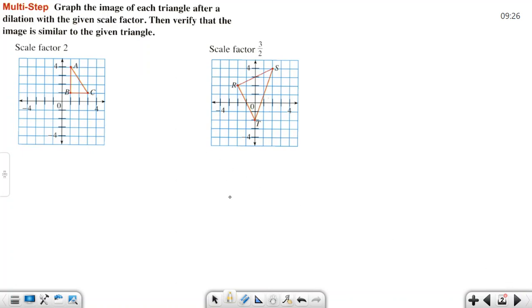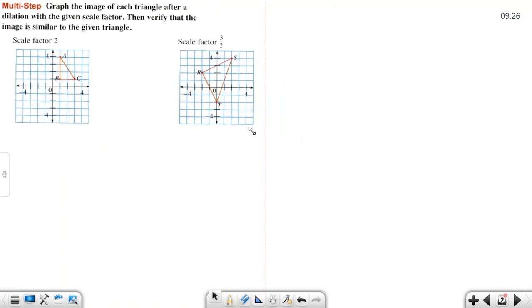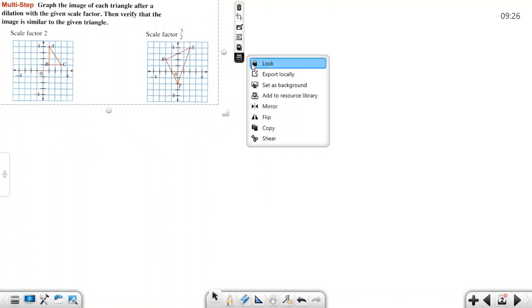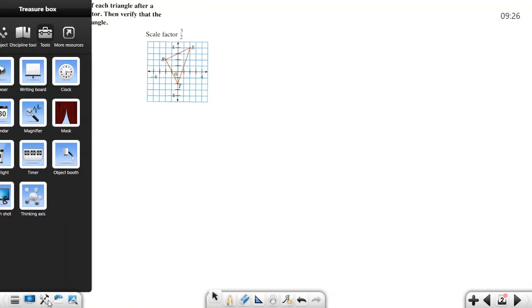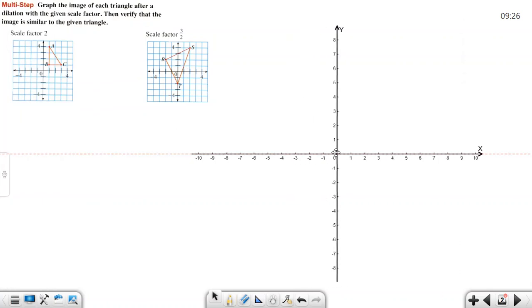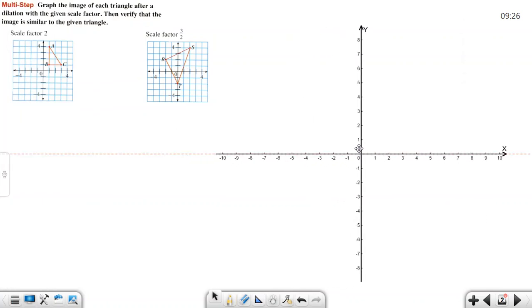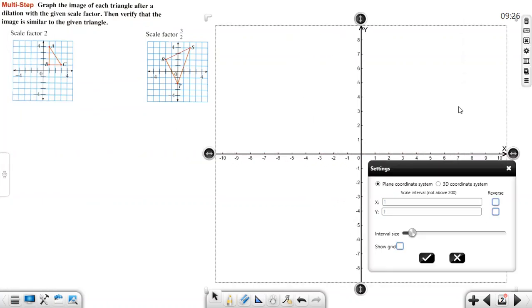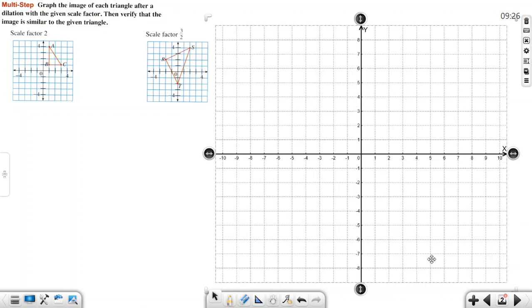Let's do some examples. If I use scale factor 2, then 4 times 2 will be 8. I need a new coordinate plane, so I have to shrink that one and add a new coordinate plane. Let's lock it here and go to tools. I will draw some shape. Let's put grids to make it clear. That's better. Let's lock that one here.